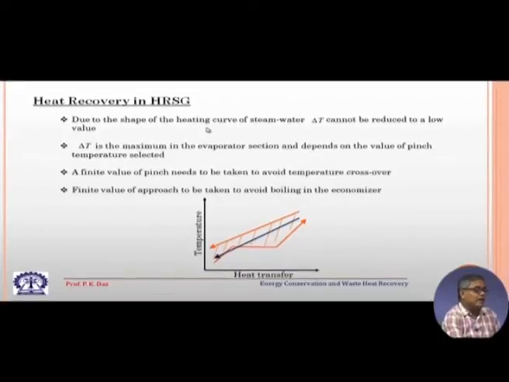So, due to the shape of the heating curve of the steam water, delta T cannot be reduced to a low value. This is one point which we have to keep in mind. Delta T is maximum in the evaporator section and depends on the value of pinch temperature selected. A finite value of pinch, so pinch is here. A finite value of pinch has to be taken to avoid temperature crossover.